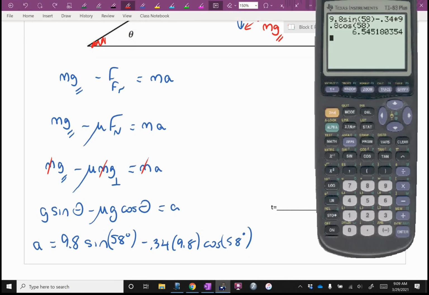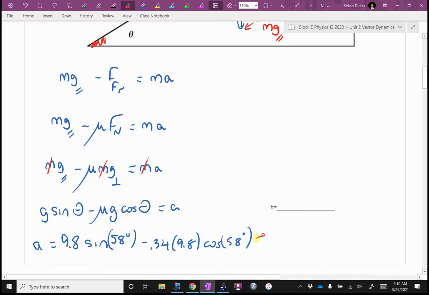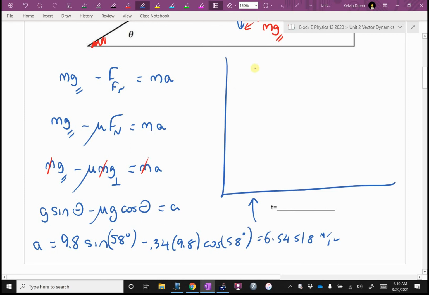Do you guys get an acceleration of 6.54518? I'll write 6.5. You know what? I'll probably go, how about 6.54518? That's a good place to round off because there's a 0 there. I'll use my answer button probably. 6.54518. Not red, Mr. Duke. 6.54518. And now let's use this to find time.